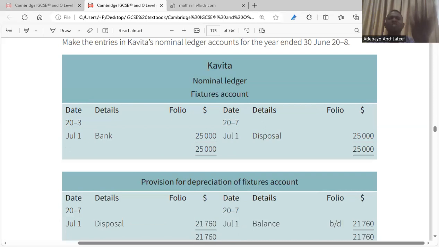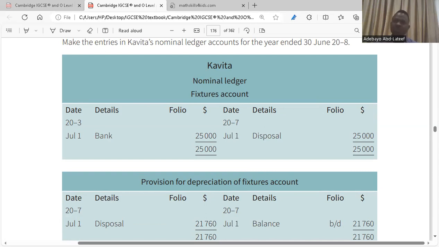Now, the provision for depreciation account. They said the account has a provision for depreciation of 21,760. You debit the provision for depreciation account, and the amount goes to the disposal account. Yes, yes. Then you balance both down to the credit side. That is the point that I'm making.